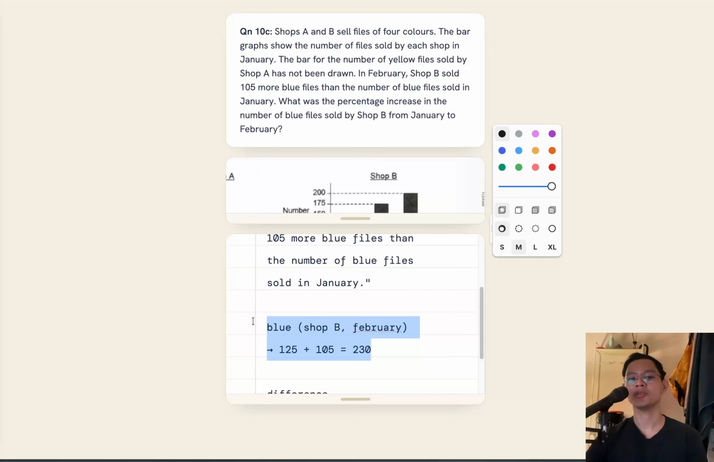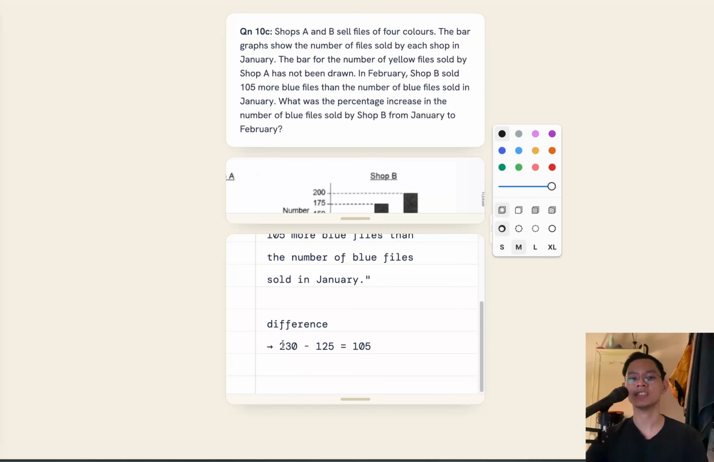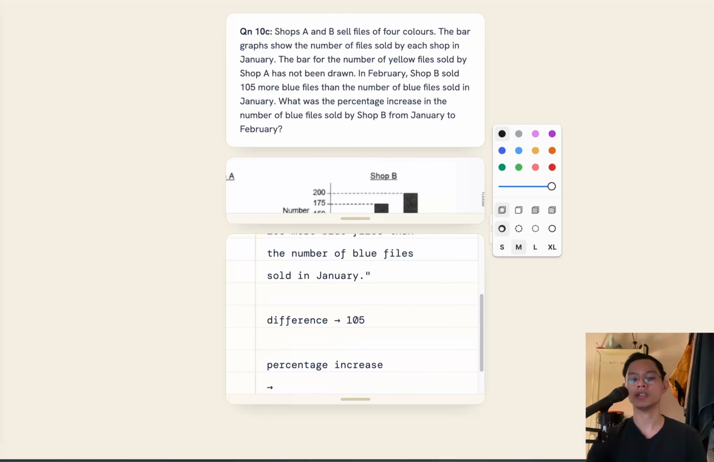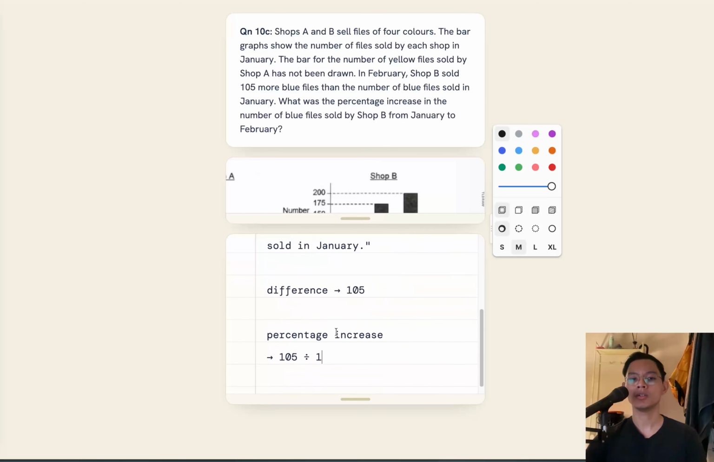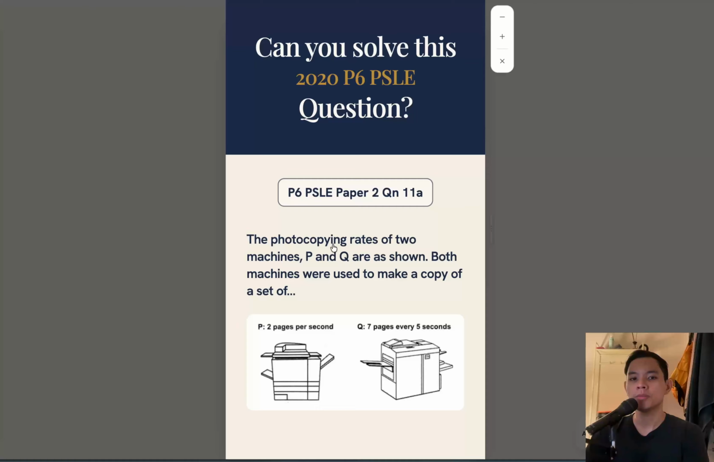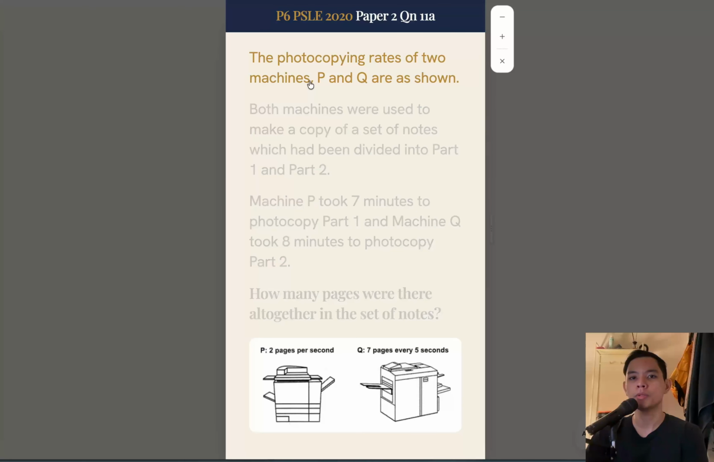Actually, we don't need this. The difference is actually just 105. Okay, so from there, percentage increase is basically 105 divided by 125 times 100%. The answer is 84%. There you go. Question 11, part A. The photocopying rates of two machines P and Q are shown.